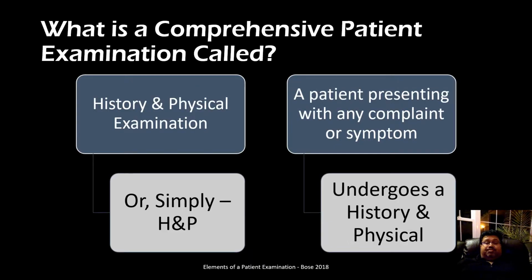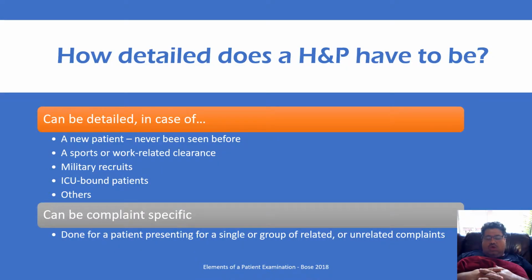A comprehensive patient examination is called a history and a physical. As we learned from the clinical skills slide before, these are the two elements of a patient examination. So in short, it is called H&P, and a patient who presents with any complaint of any symptom will undergo a history and physical. Not all history and physicals have to be the same.